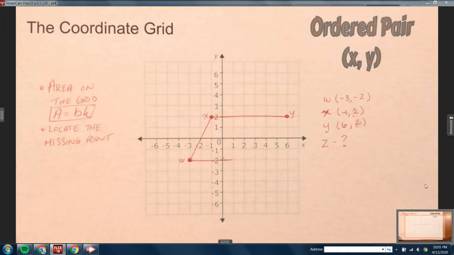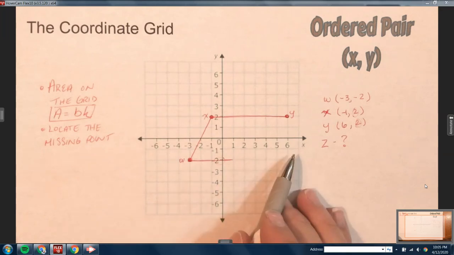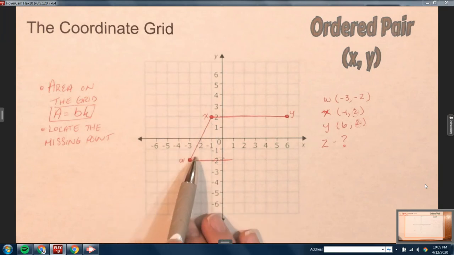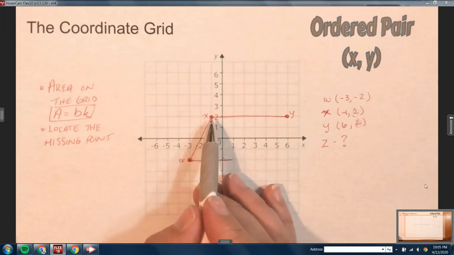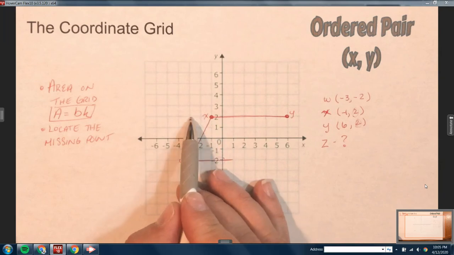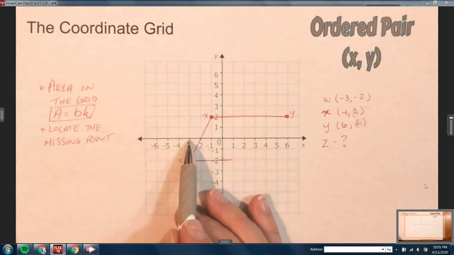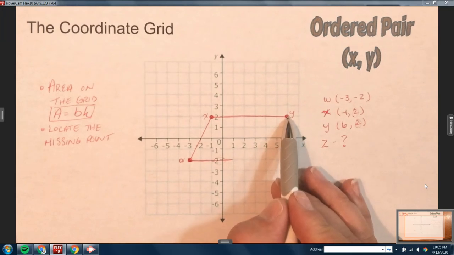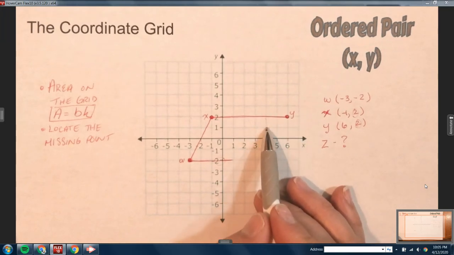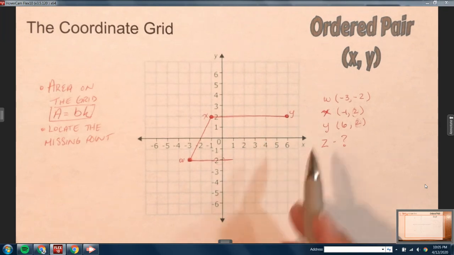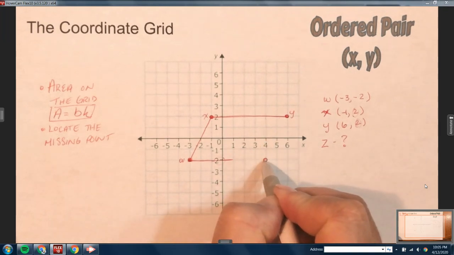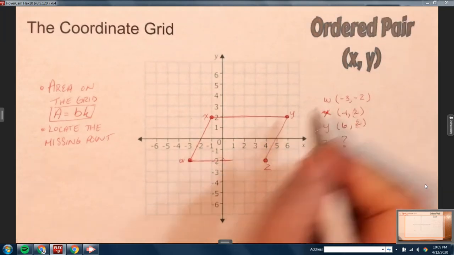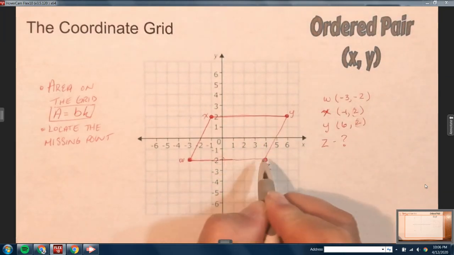The question is, where do we put Z? Where along this line? The easiest thing to do is look at X and go into W. How do you go from X to W? Well, I need to go back 2 to the left and then down 1, 2, 3, 4 units down. So from Y, I'm going to do the same. Back 2 from Y and then down 1, 2, 3, 4. And that's where point Z will be located to make this a parallelogram.